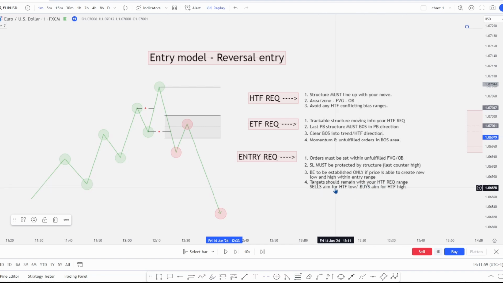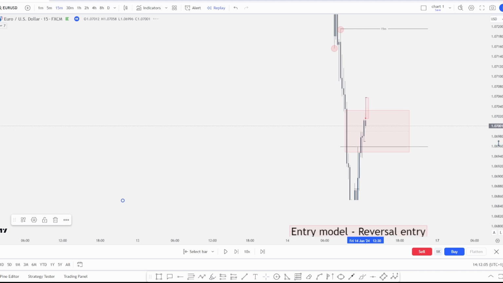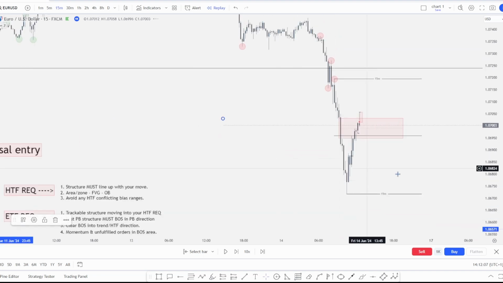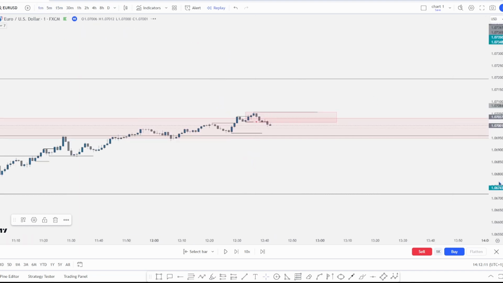Range sells aim for higher time frame lows and buys aim for higher time frame highs. So because we're looking at a sell scenario here, our target is the 15-minute low. So let's go back down to the 1 minute.